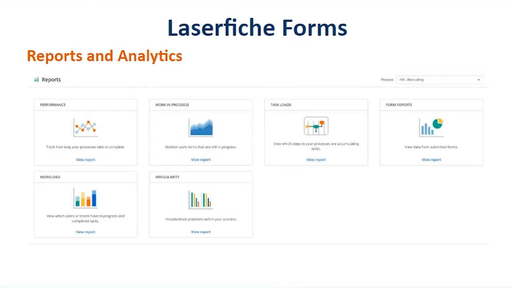Out of the box, Laserfiche provides 6 different reports on your process. At a high level, let's go through each one here in front of us. Starting at the top left, performance reports. These include dashboards that allow you to keep track of how long processes take to complete. For example, you can view a scatter plot of when instances were completed, a bar chart showing how many instances were completed over a time range.